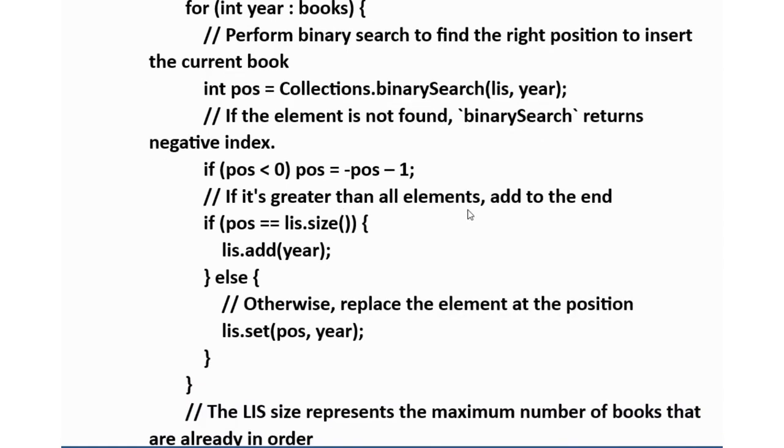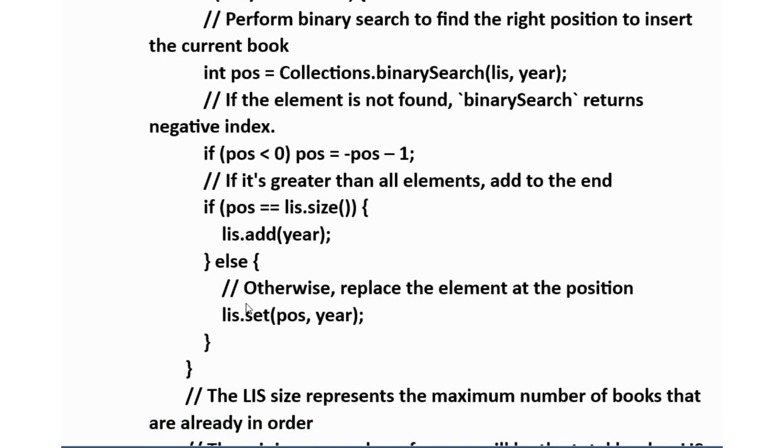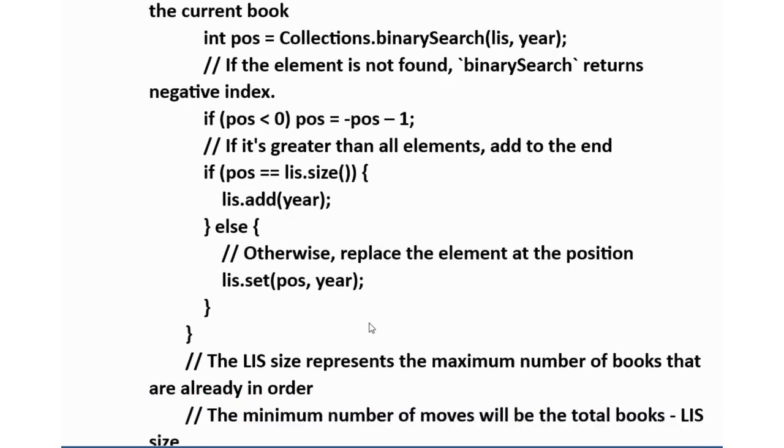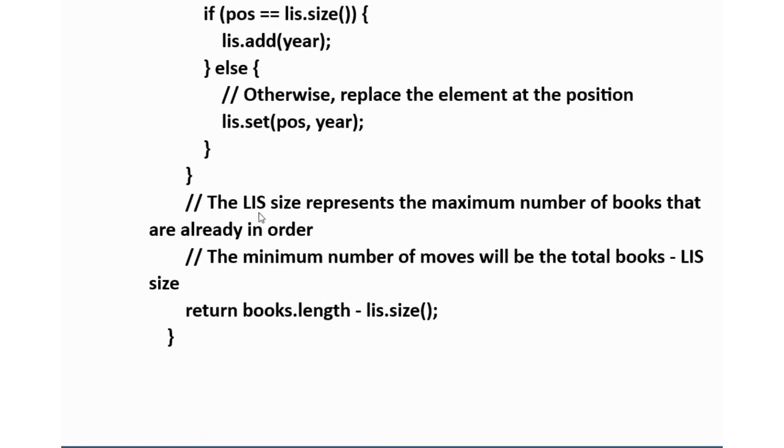Then if it is greater than all the elements, then we will append it to the end, that is lis.add here. Otherwise, if it is not greater, then we will replace the element at that position. Now LIS represents the maximum number of books that are already in order. So to find the minimum number of moves, we'll need to find the books which are at incorrect position. Therefore, we'll be returning books.length minus lis.size. So these are all the three approaches.